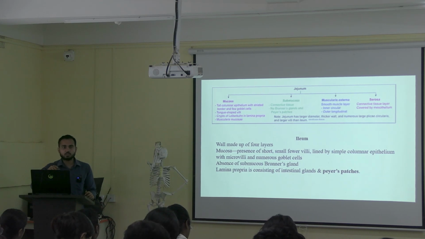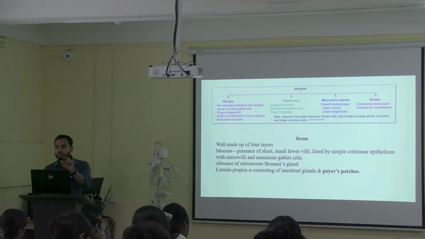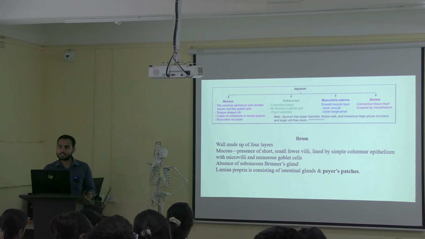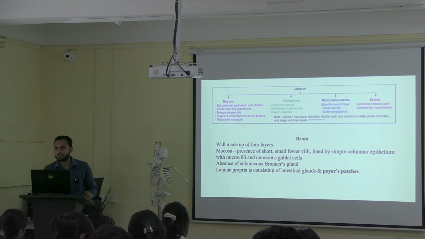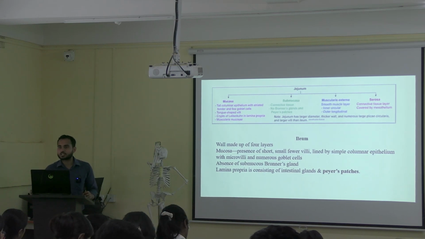Next, if you come below the lamina propria, Peyer's patches are present but the quantity is very less in case of jejunum and sometimes it cannot be seen. There may be one or two, very less. But if you see the ileum, it is filled with this one. Lamina propria is filled with Peyer's patches and sometimes it is extending into the submucosa. So these are some important differences by which you have to differentiate.